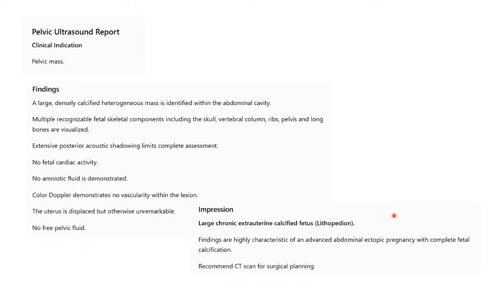Findings are highly characteristic of an advanced abdominal ectopic pregnancy with complete fetal calcification. Recommend CT scan for surgical planning. So when you see such a case, you should also recommend the CT so that they can plan for surgical management, and then it can localize it nicely.